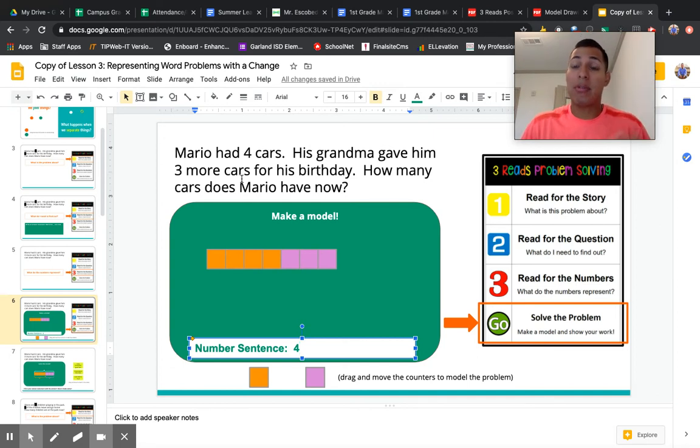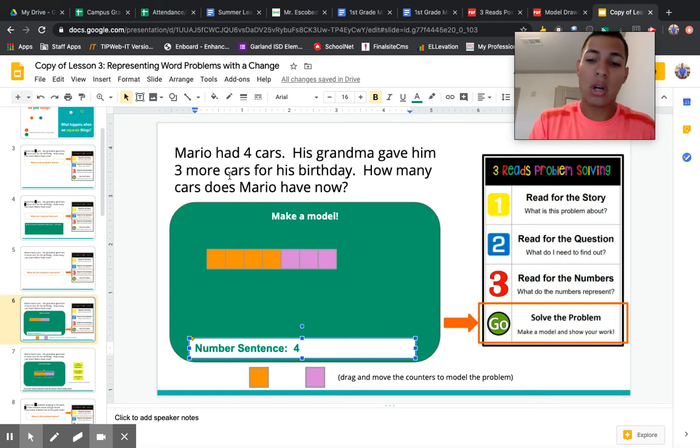You're gaining three more, right? So if I see three more cars, his grandma gave him three more cars, right? That means we're adding because his grandma is giving him more. She's not taking any away. She gave him three more. So that means we're going to add.